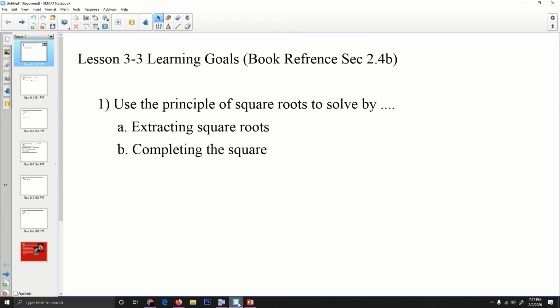So our goals for today are to use the principle of square roots to solve by either extracting square roots or completing the square.